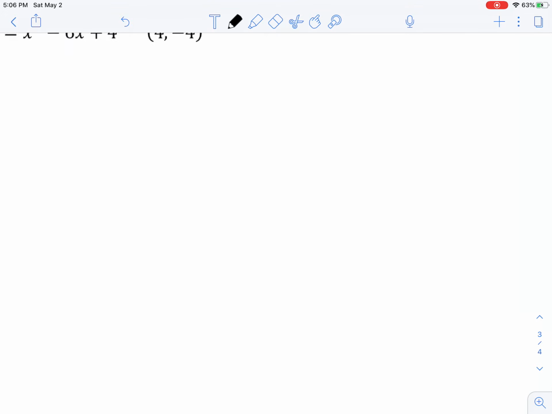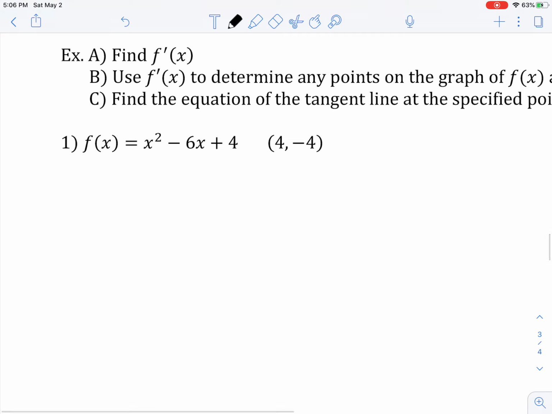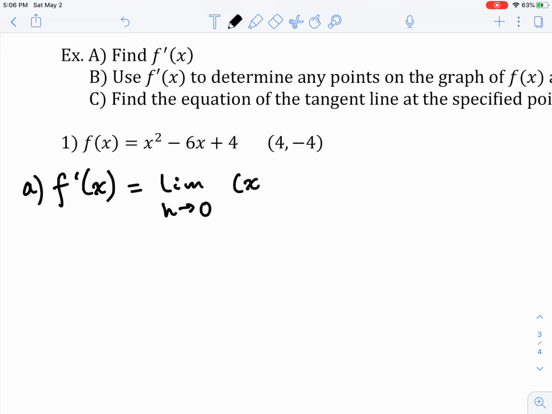All right, so let's start by finding the derivative, okay? So here's our function, here's a given point, and our first step is just going to be define our derivative. So f prime of x. All right, so we're going to do this again, the same process that we did in the previous lesson, where we're going to find the limit as h approaches 0 of this. So here's the setup. Remember, it's f of x plus h. So we're going to evaluate this function at x plus h.